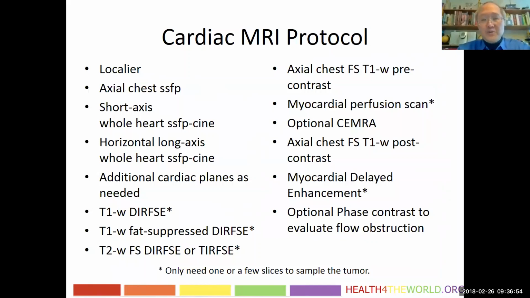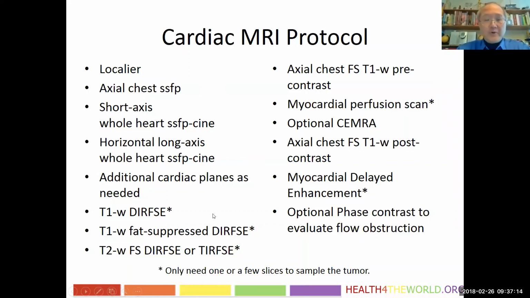With these two axes, we usually should be able to bracket the mass, know exactly where it is, and know how it moves. Now, you might need additional cardiac planes as needed. If there's an unusual structure that doesn't line up very well with those two axis planes, you'll have to judiciously choose what will show it better.